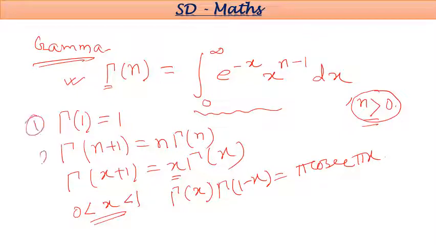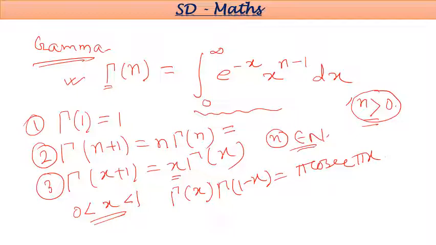So these are the basic properties of the gamma function. When n belongs to capital N, the natural numbers, then gamma n is n factorial. And for any real number x, where x belongs to R, we will have this formula. So that's the basic formulas for the gamma function. Similarly, the value of gamma half equals root pi. You can verify this easily using this formula.